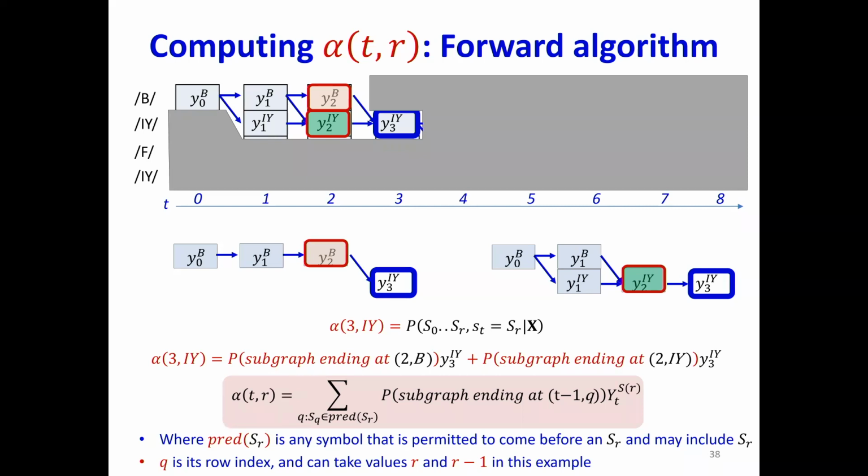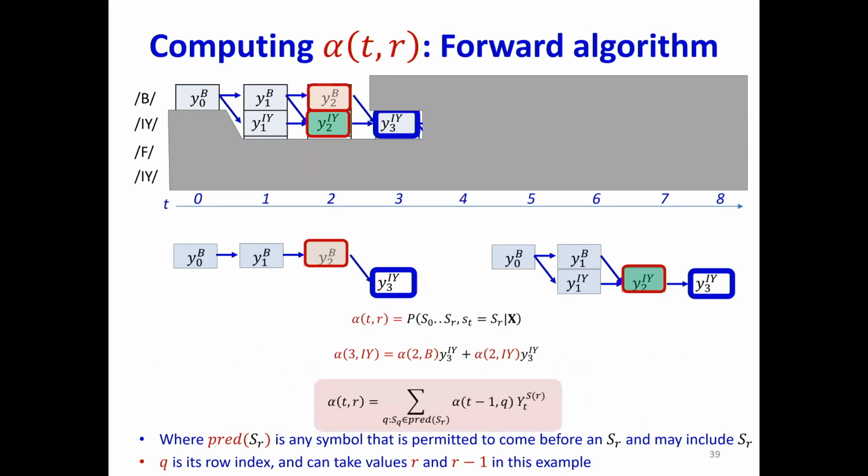So what is the total probability of this subgraph in terms of our symbols? Pardon me? You keep going backwards. So if alpha TR is our representation for the total probability of all paths ending at a particular node, this is going to be alpha 3e, right? And the total probability of all paths ending here is going to be alpha 2b, correct? The total probability of all paths ending here is going to be alpha 2e. And so just adding that, alpha 3e is going to be alpha 2b times y3e plus alpha 2e times y3e. Is that making sense to everybody?